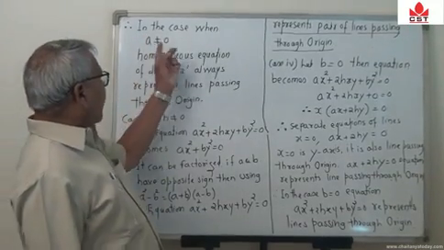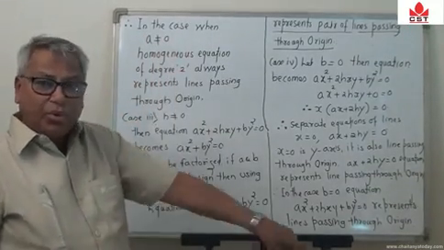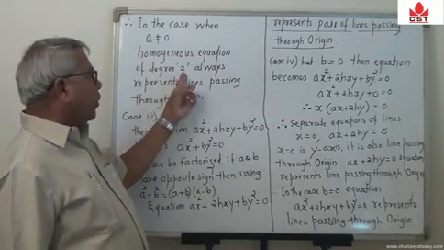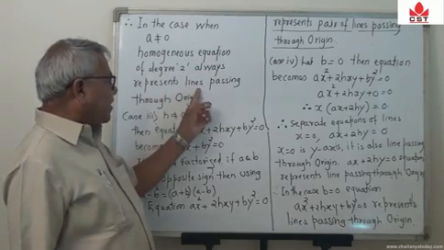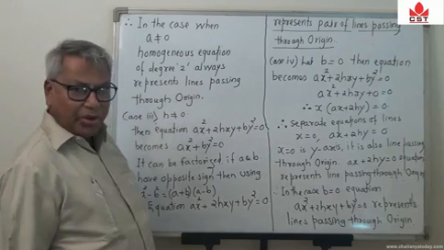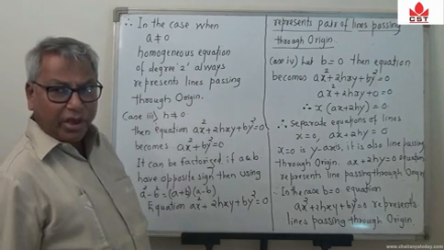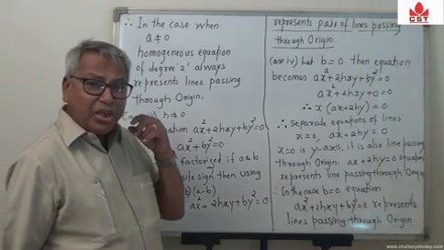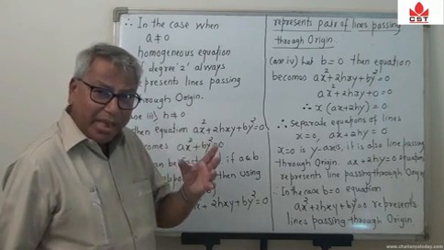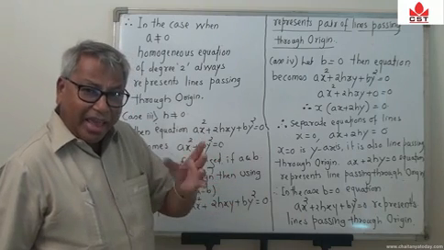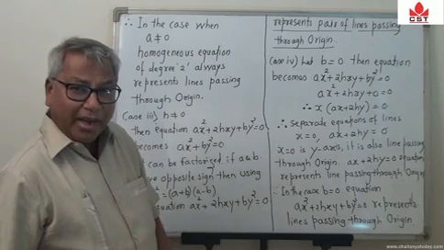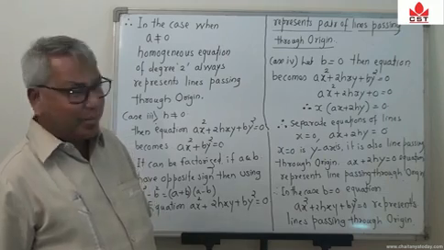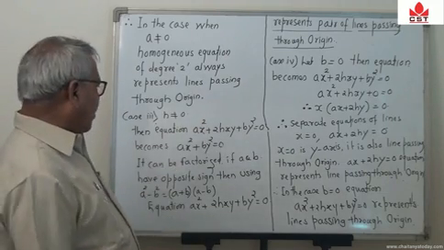Therefore, in the case when a is not equal to 0, just now we have shown that the homogeneous equation of degree 2 always represents lines passing through origin. Just now we saw the separate equations: ax plus y into bracket h plus root of h square minus ab is equal to 0 and ax plus y into bracket h minus root of h square minus ab is equal to 0. Alright? These are the two separate equations of these lines.